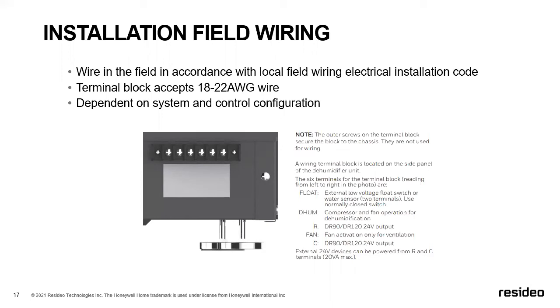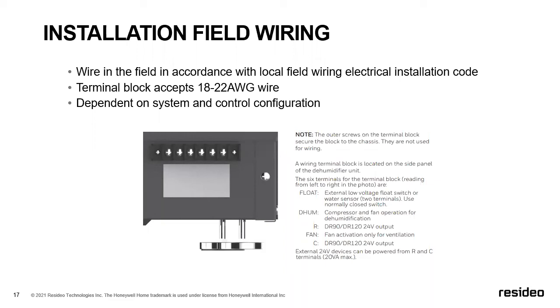So if all you're doing is installing a dehumidifier, we're not doing any ventilation, we don't need the fan to come on independently. We would just wire from R down through some form of a contact on one of our humidity controllers back into DEHUM. That contact closes, we drive fan and compressor on and bring our dehumidifier on.